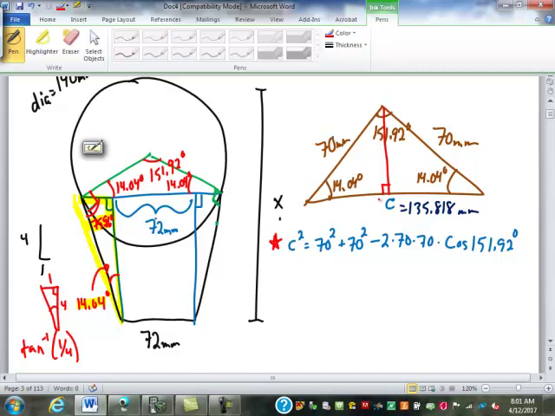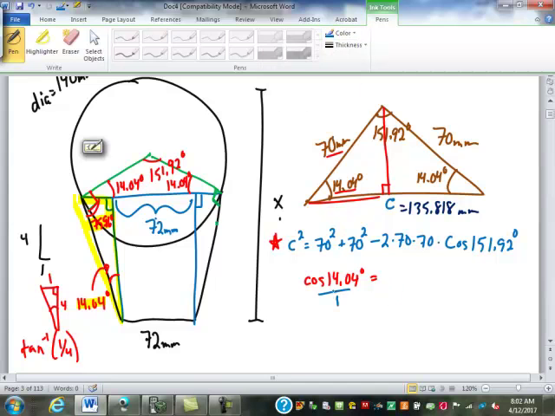I could have cut it down the middle like this. This is 14.04 and that's 70. This would be the adjacent side. That would be a cosine. Cosine of 14.04 degrees equals, if I call that missing dimension here D, D over 70.